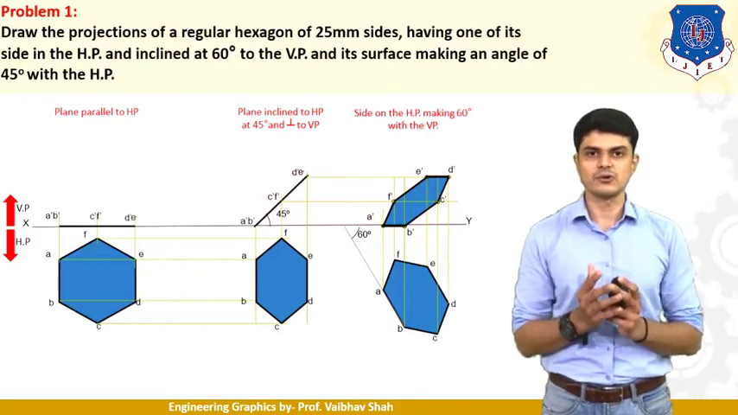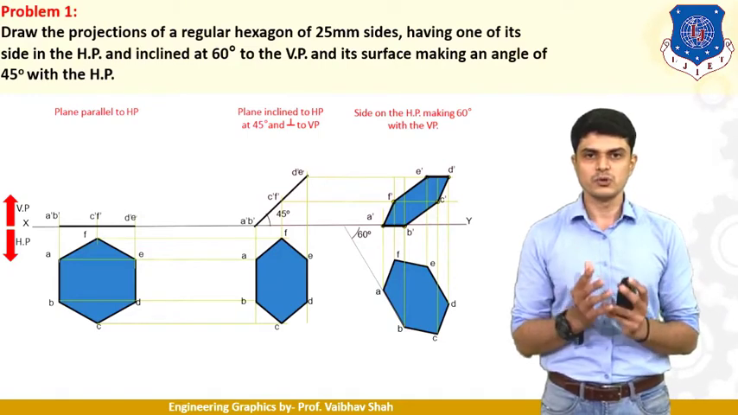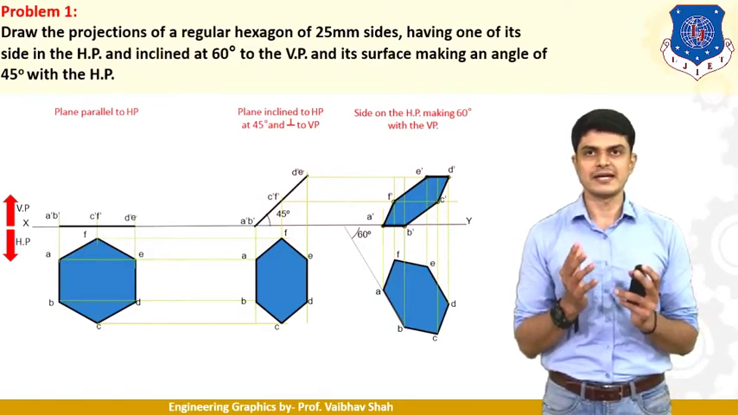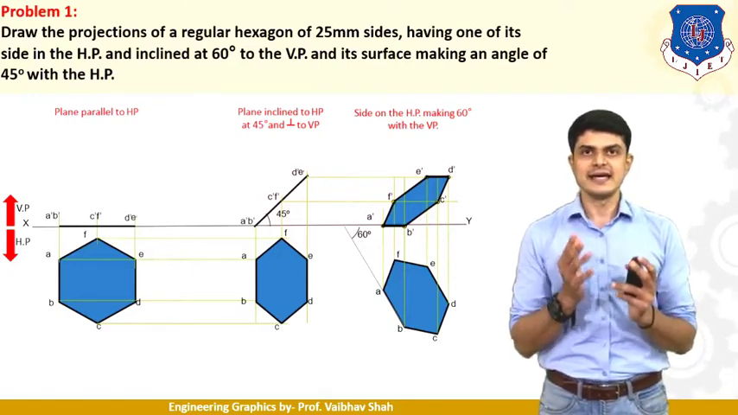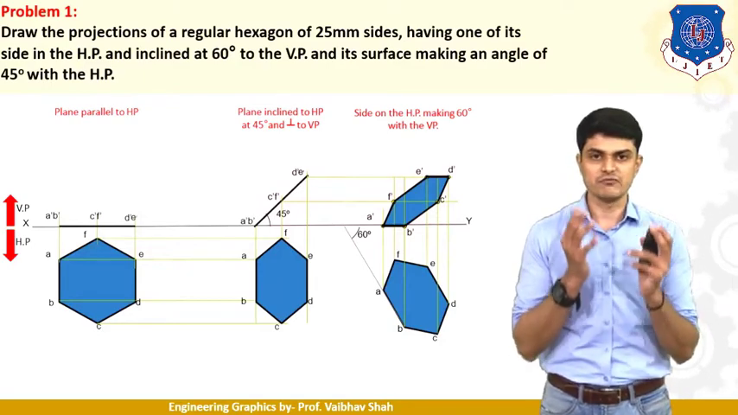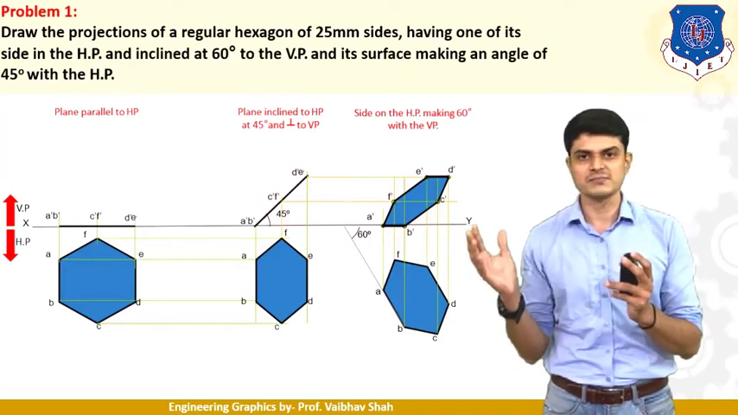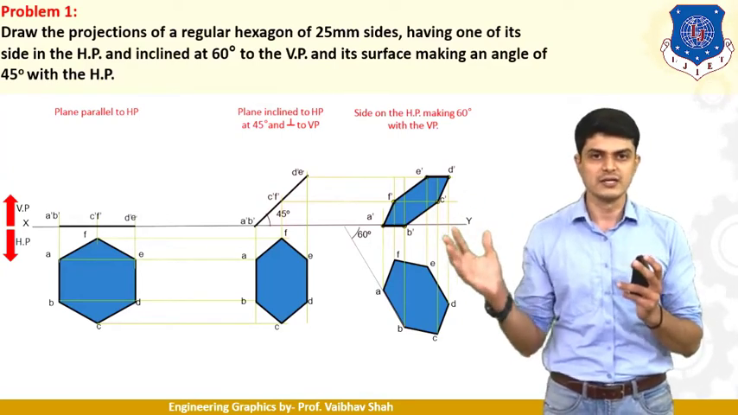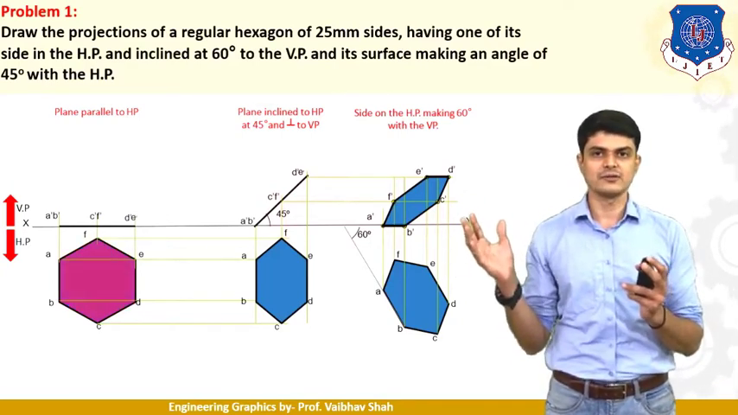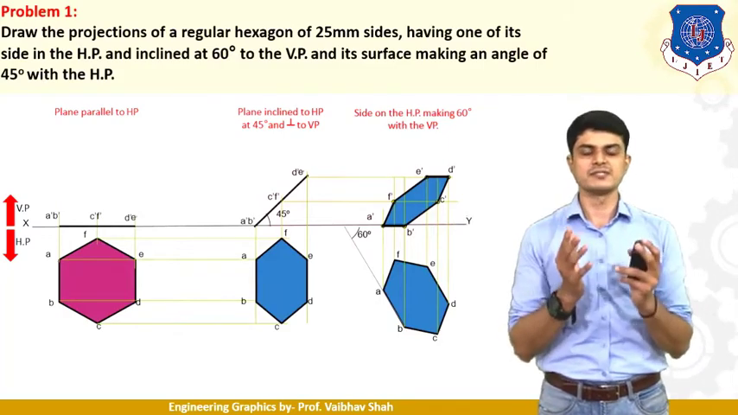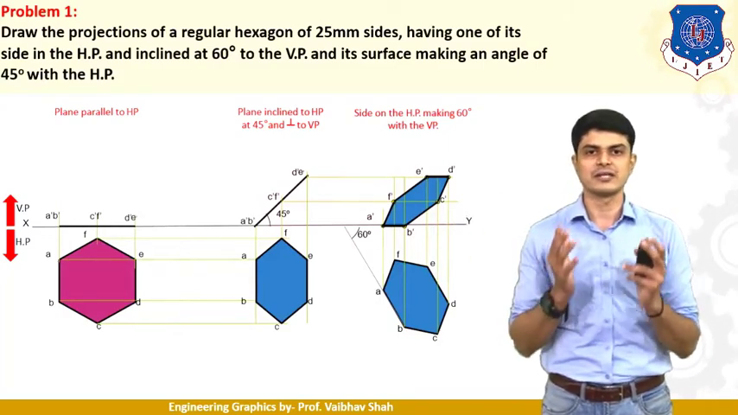So let us start drawing the hexagon. For drawing the hexagon, what do you need to do? Let us understand, here it is said that it has one of the sides in HP. So we must draw the hexagon in such a way that one of the sides of the hexagon must be on the left hand side, or vertical. So as you can see, I have drawn the hexagon in my first stage by having one of the sides vertical on the left hand side.